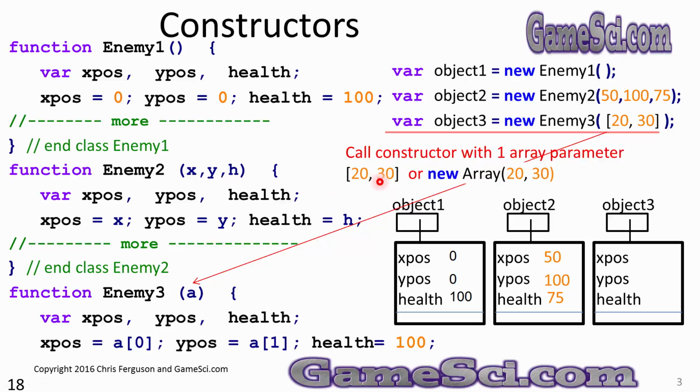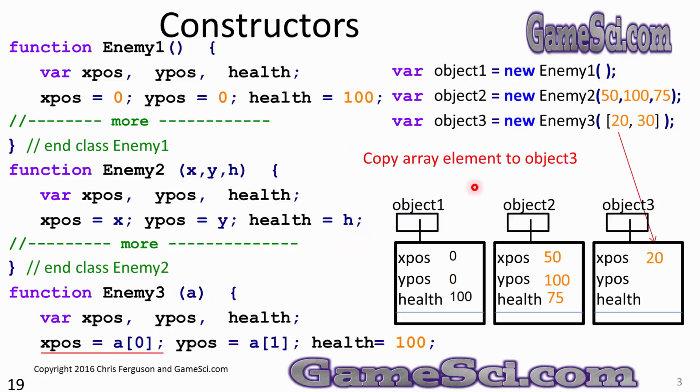I can just say, hey, dynamically construct me an array with 2 values in it, pass that array to the parameter A. Copy the array element to object 3. See that exposition equals A subscript 0? I'll take the value out of A at subscript 0 and assign it to the exposition variable. See the Y position equals A subscript 1? That says take the value out of subscript 1 or index 1 of the array, pull it out of the array, and assign it to the Y position variable.